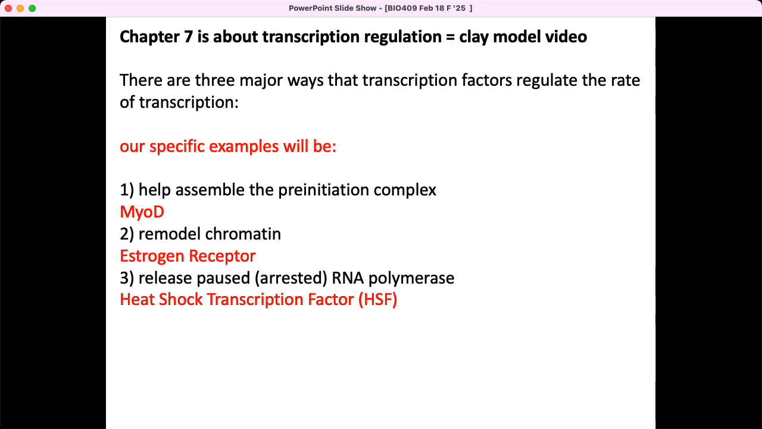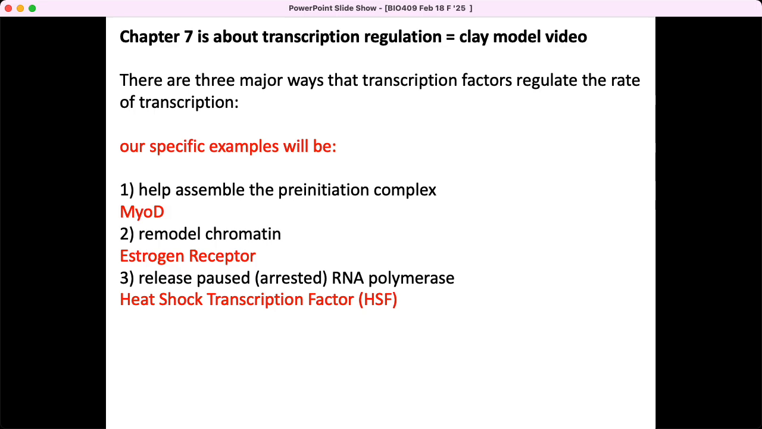All right, so I'm just going to finish up some review of chapter 7, because chapter 7 was all about transcription regulation, and we drove through it in our class by picking up examples and focusing on examples to create a framework that you can then build out more on. The first point is that there are three major ways to regulate transcription. There are other ways, but these are the main categories.